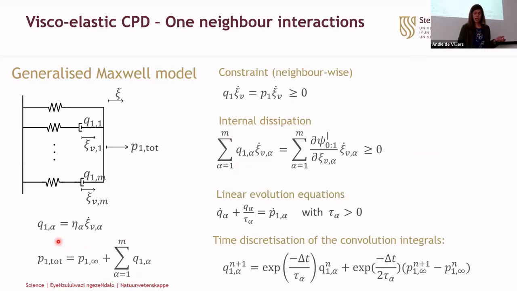I've used a generalized Maxwell model with a linear viscous part, a linear relation of the viscosity. It's very convenient because there's a fairly simple closed form solution for this linear evolution equation in the form of a convolution integral. But I give you the time discretized version of this convolution integral, which is a recurrence update formula, which is really not too difficult to implement.